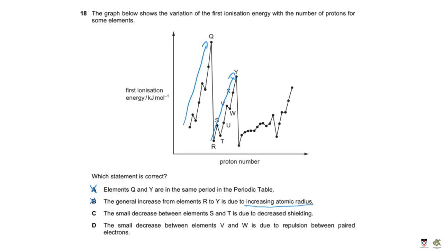The small decrease between S and T is due to decreased shielding. From S to T, as we go from an element with electrons only in an S orbital to a P sublevel, there's actually increased shielding. So that is not correct either. The small decrease between V and W is due to repulsion between paired electrons. That's V to W, where we go from group 15 to group 16, and we know that is the correct answer because we have one of the p orbitals in that sublevel with a pair of electrons, so we have spin pair or electron pair repulsion.